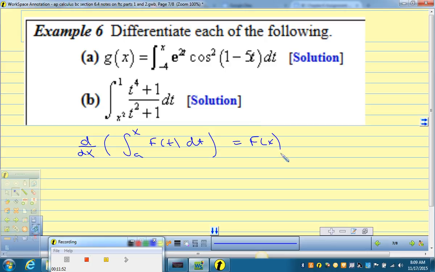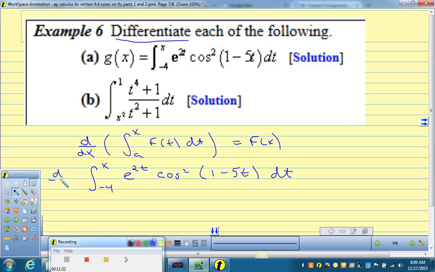All right. So let's sit through this and just see that we believe it again. Our first one is the definite integral from -4 to x of e to the 2t times cosine squared of 1 minus 5t dt. And we are asked to differentiate each of these. What does differentiate mean? Take the derivative. So we're asked to find d dx of that.